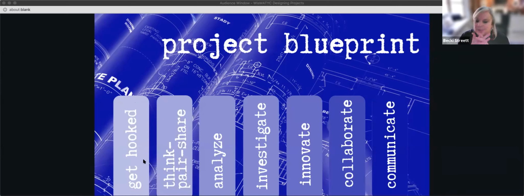So this is kind of a blueprint that I've tried to apply to projects that I've used in the past and some that I'm coming up with right now. So let me show you a few of those.